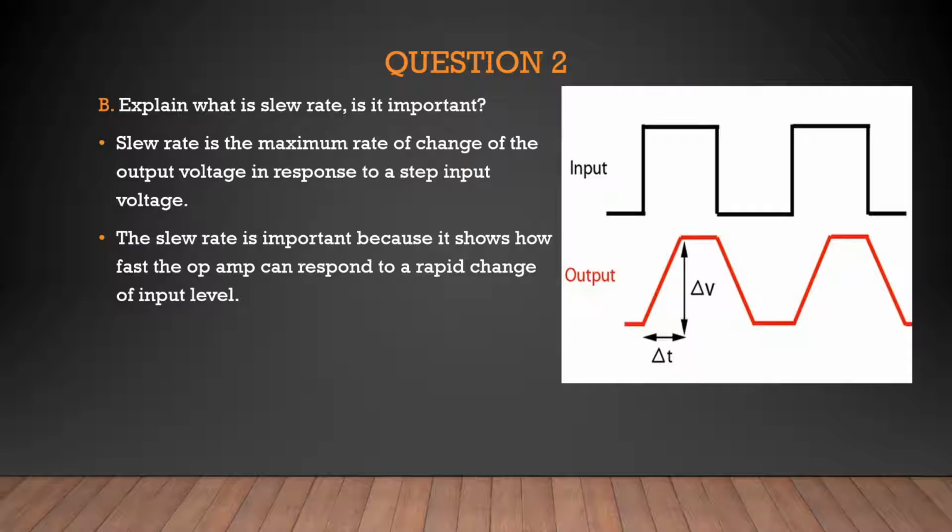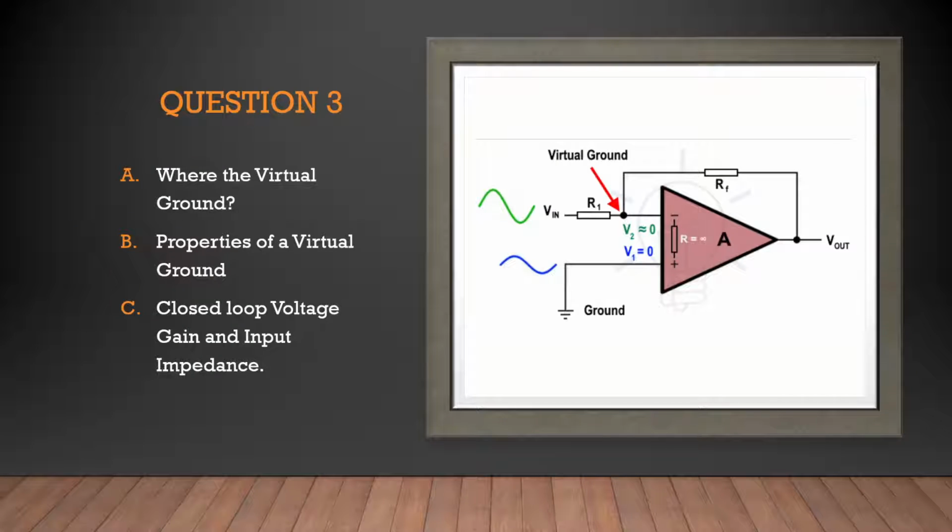Sometimes we want lower power consumption, so maybe a higher slew rate is not better for that situation, because a higher slew rate will also mean that it will use more power consumption. So question 3, for an inverting operational amplifier, where is the virtual ground?